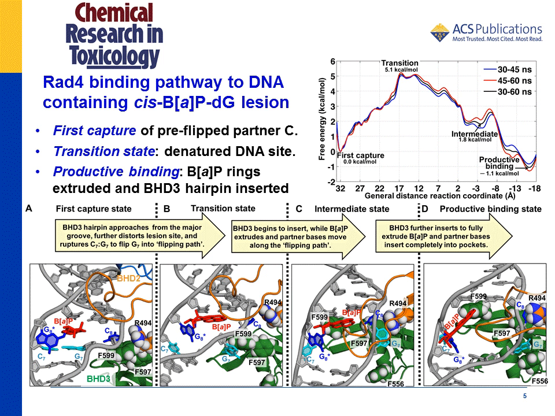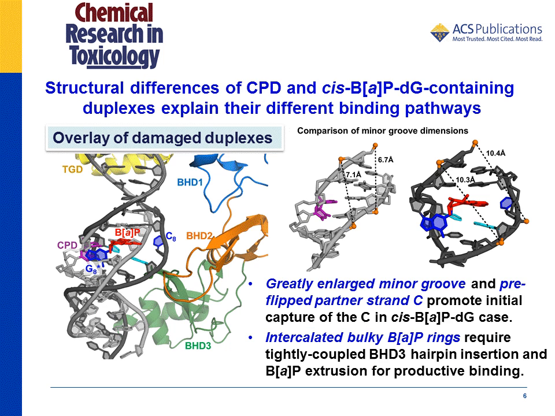At the productive binding state, phenylalanine 599 stacks with a base pair flanking the opened up lesion site, where the lesion is extruded into the minor groove, sandwiched in between the DNA backbone and the beta hairpin tip of BHD2. The 2 partner strand bases are fully inserted into their binding pockets.